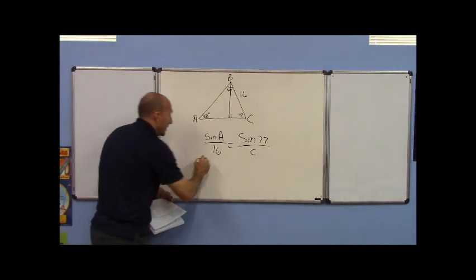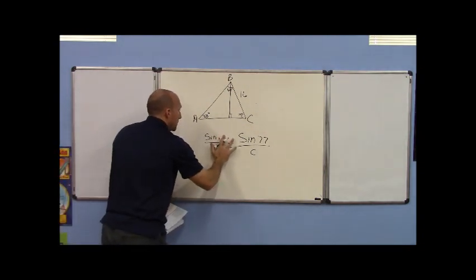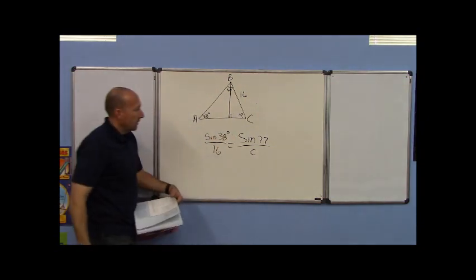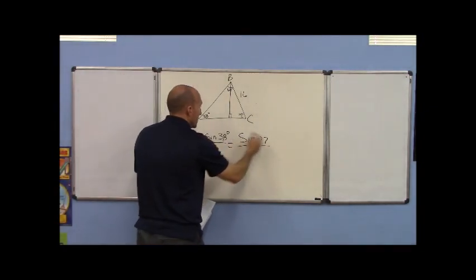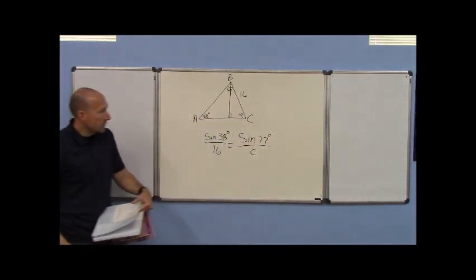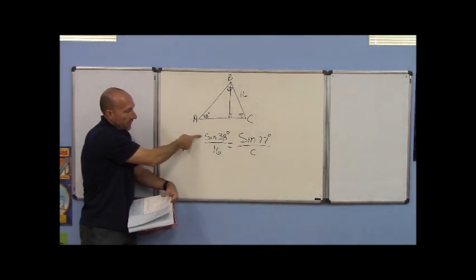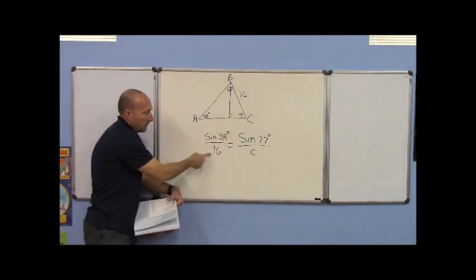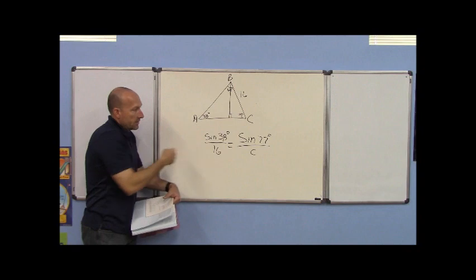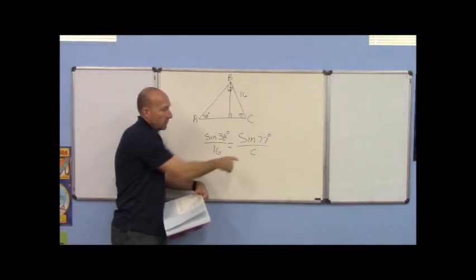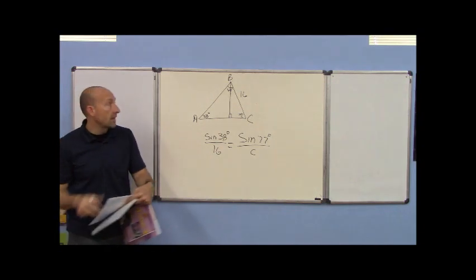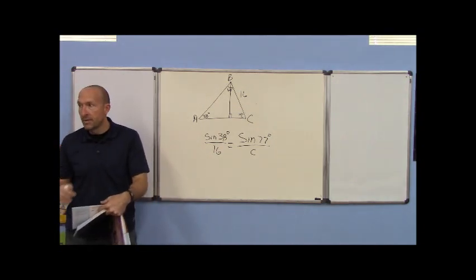Okay, which means we have the sine of 38 degrees, and so this we can calculate, this we can calculate, this we already have, and so now we just do some multiplication and division to figure out what side C is without having to draw anymore.